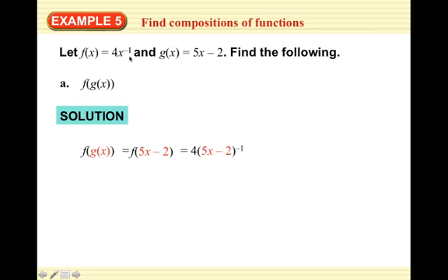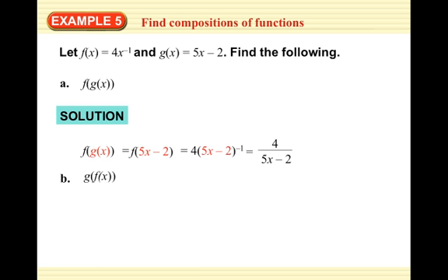So we have 4 times f of x minus 2 to the negative 1 power. Remember, that means the reciprocal of f of x minus 2. So this is saying 4 times 1 over f of x minus 2, which gives us 4 over f of x minus 2.